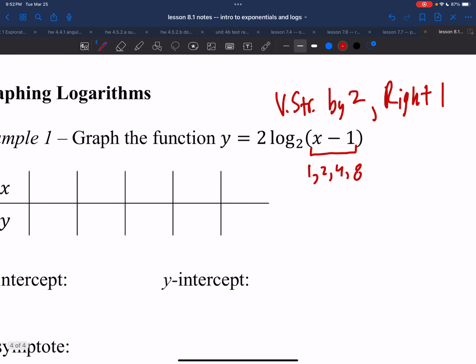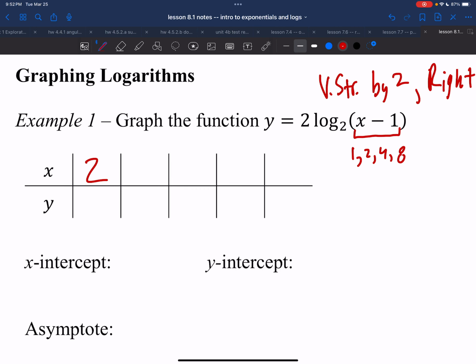But it says x minus 1. So you have to think, what number minus 1 would get you 1, 2, 4, or 8? Well, 2 minus 1 is 1. So if I plug in 2, that's 2 log base 2 of 2 minus 1, which is 1. And what is log base 2 of 1? Well, you can evaluate this because this is just asking, what exponent do you put on 2 to get 1? That exponent is 0, right? So then this is 2 times 0, which is 0.